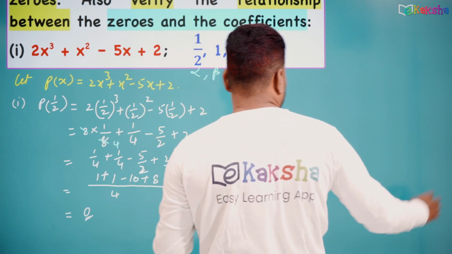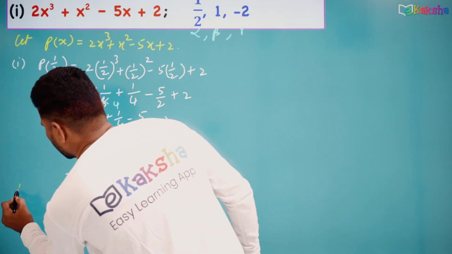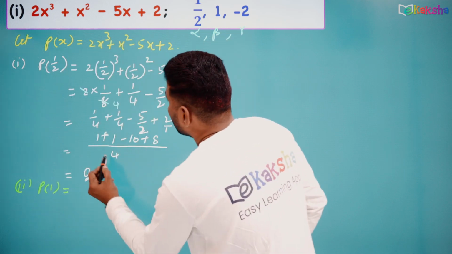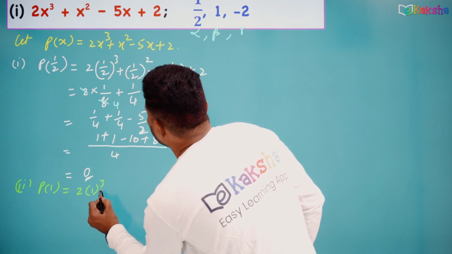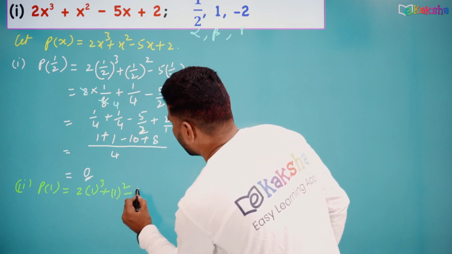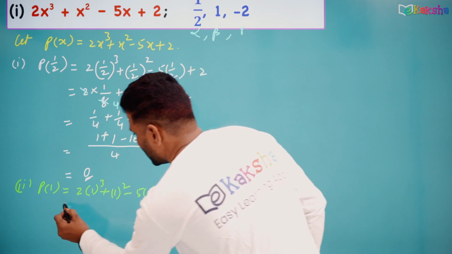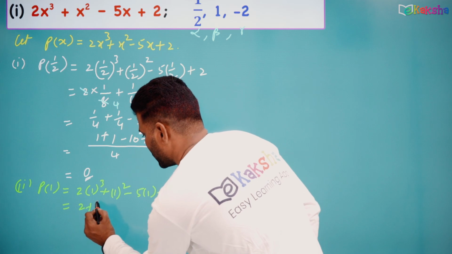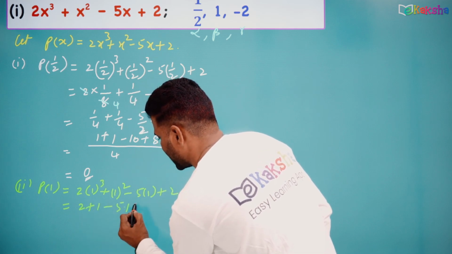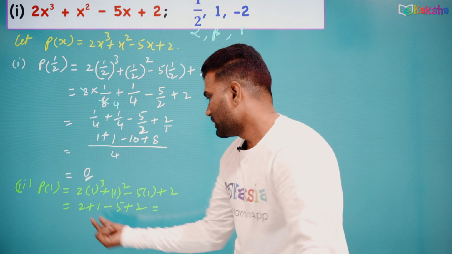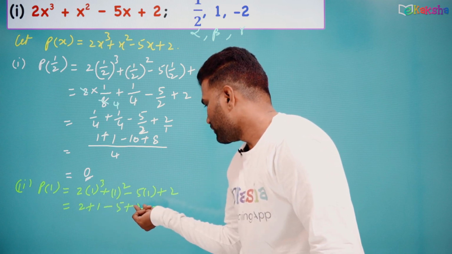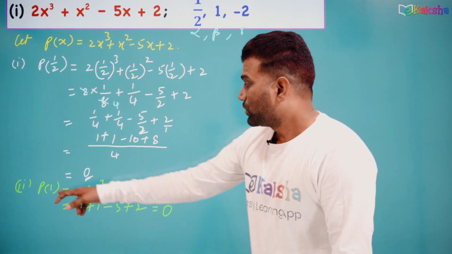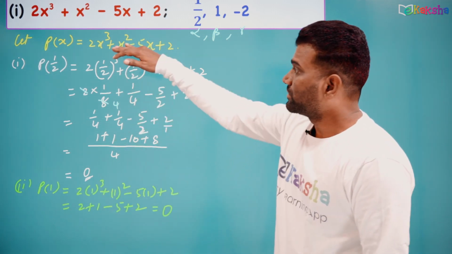Next one, p of 1, that is 2 times of 1 cube plus 1 square minus 5 times of 1 plus 2. 1 cube is 1, 2 times of 1 is 2, 1 square is 1, minus 5 times of 1 is minus 5, plus 2. Summing up all these, 2 plus 2 is 4 plus 1 is 5, 5 minus 5 is 0. Here also we have got 0. So 1 is also a zero of the given polynomial.